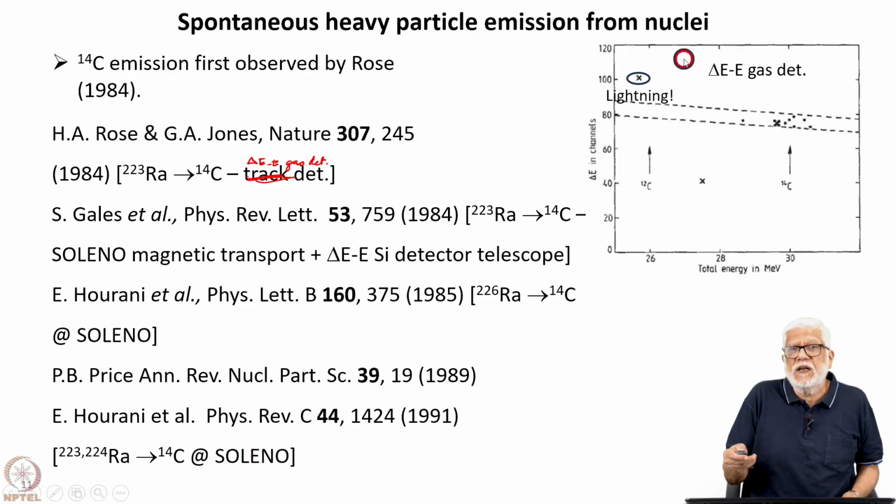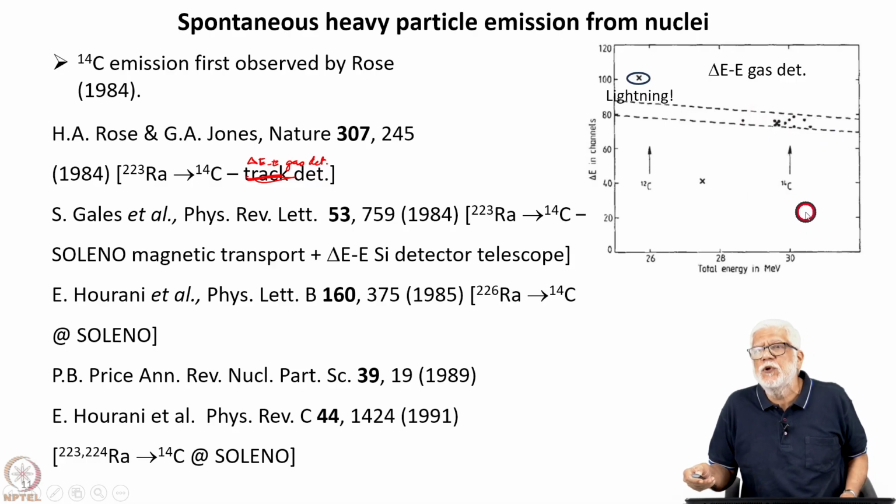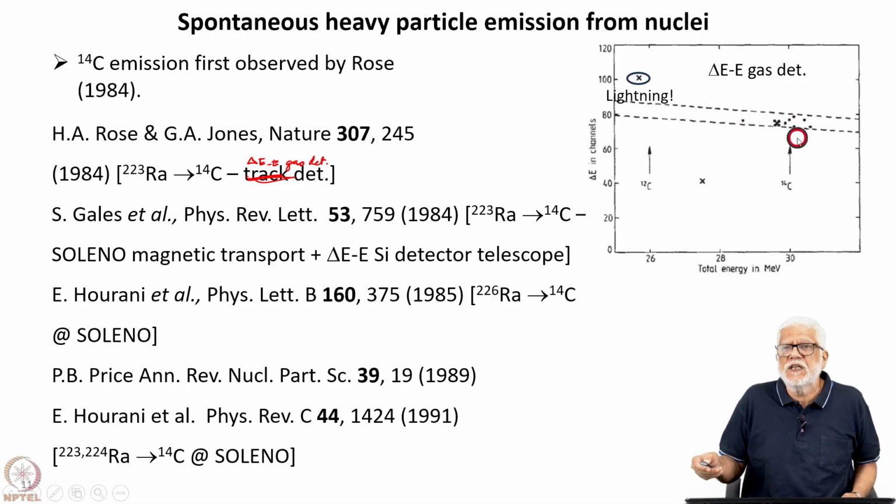So this figure shows the data from the Nature paper of Rose and Jones. The total energy is shown here. You expect from the mass tables that you should have carbon 14 emission at around 30 MeV or so, and indeed they see a bunch of counts in that expected region. So this is the carbon 14 region that they expect.